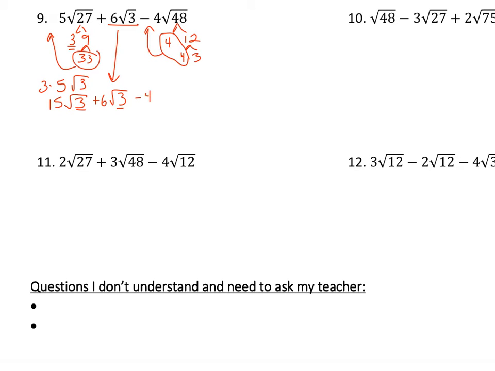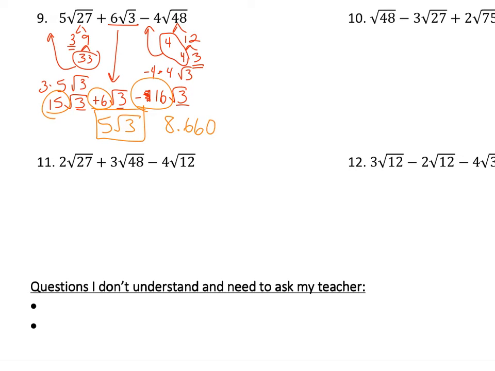And I had a minus 4 on the outside. I've got the 4 that's joining it, and now there's a 3 on the inside. So, sorry about that, there'll be a 16 then, and a 3. So I can simplify the outside number. So I've got 15 plus 6 is 21, minus 16, and I end up with a 5 square root of 3. So there's my exact answer. My decimal answer then would be 8.660, that would round up to.